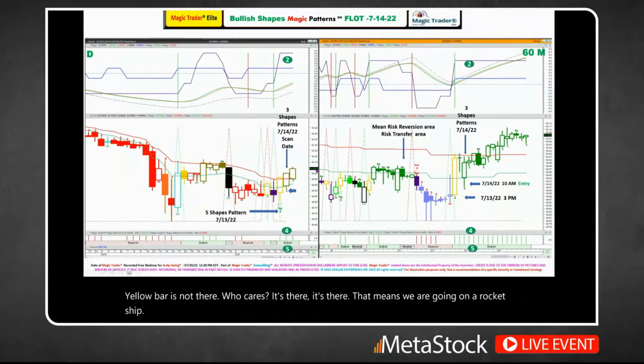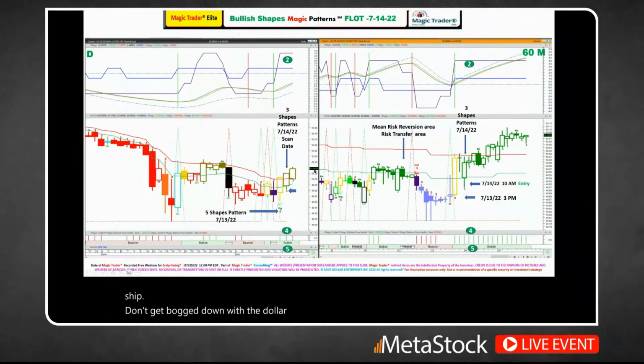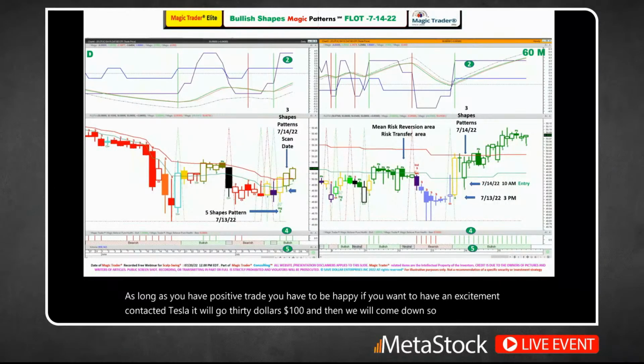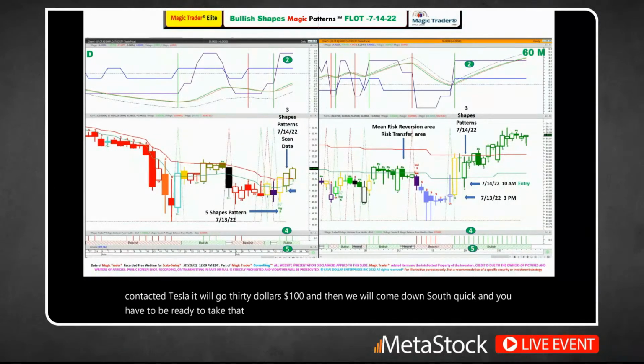Don't get bogged down with the dollar value, whether it had only 30 cents or 50. Who cares? As long as you have a positive trade, you have to be happy. If you want excitement, go and trade Tesla. It will go $30, $100, and then it will come down so quick. But you have to be ready to take that money. If you become greedy, it can come down $120.